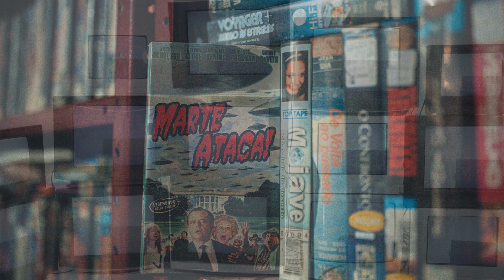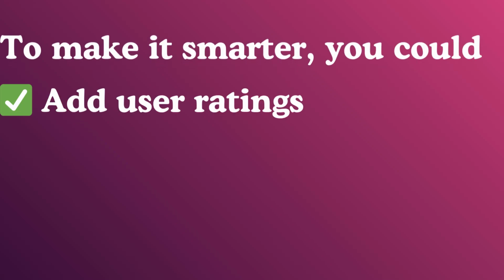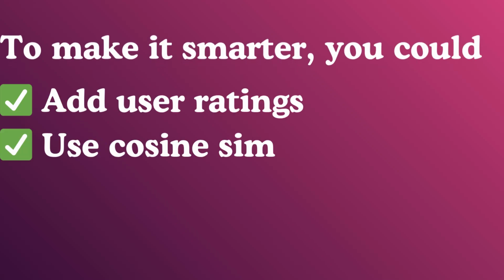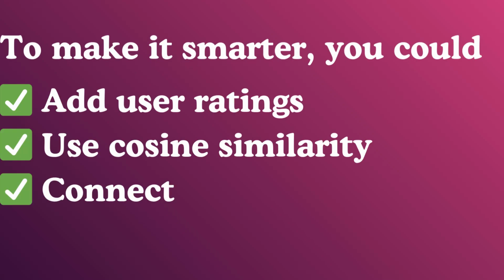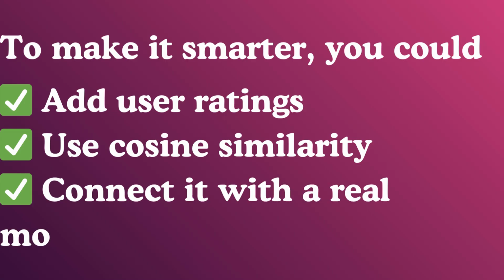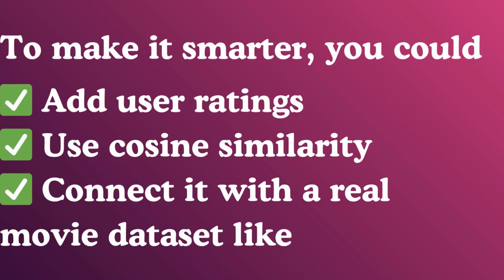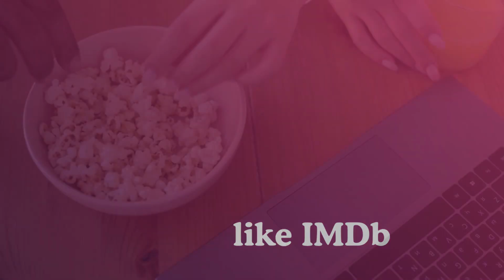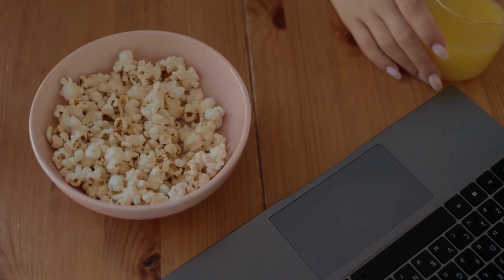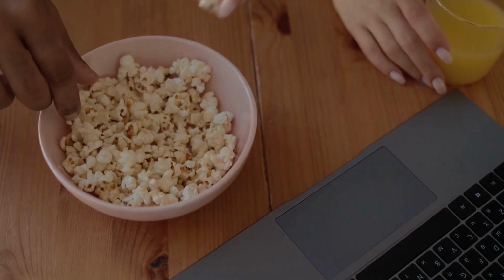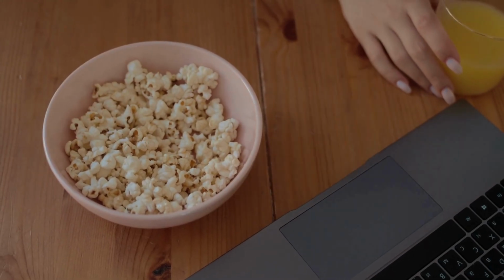It's a very simple content-based recommendation model, just like the first step of what Netflix uses. To make it smarter, you could add user ratings, use cosine similarity, connect it with a real movie dataset like IMDb. But even this small version helps you understand the core idea behind recommender systems. And that's it, your very own movie recommendation system built from scratch.